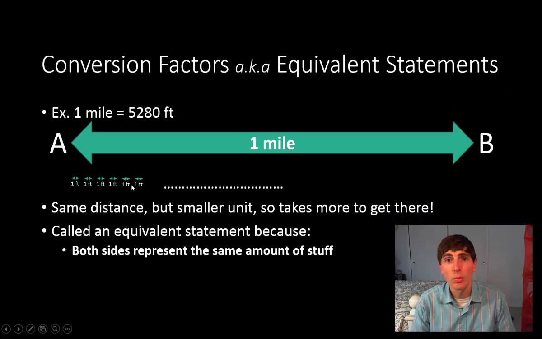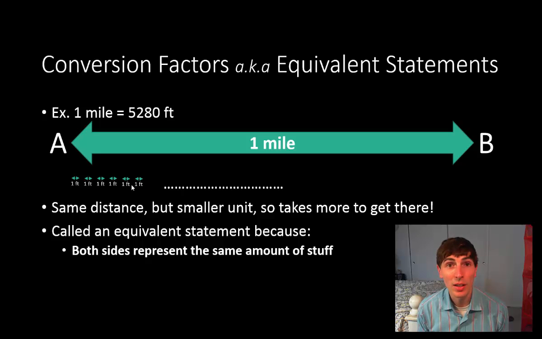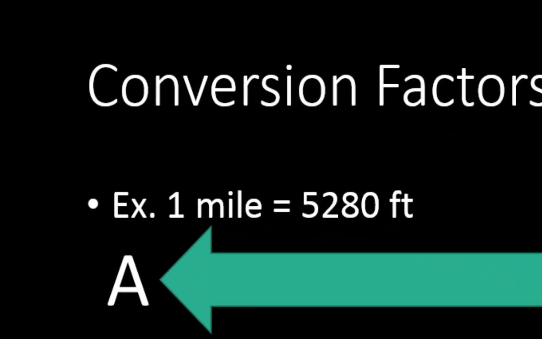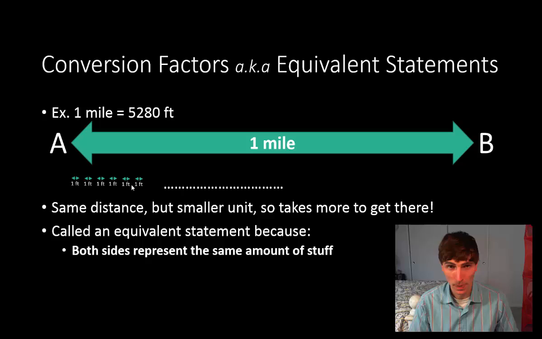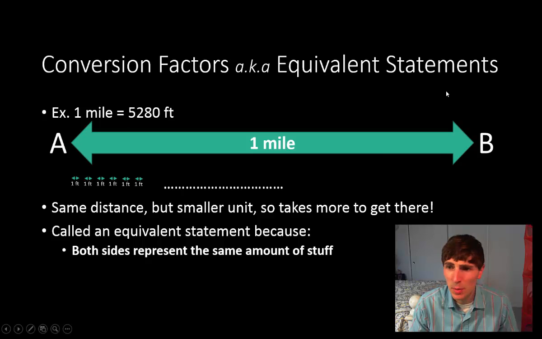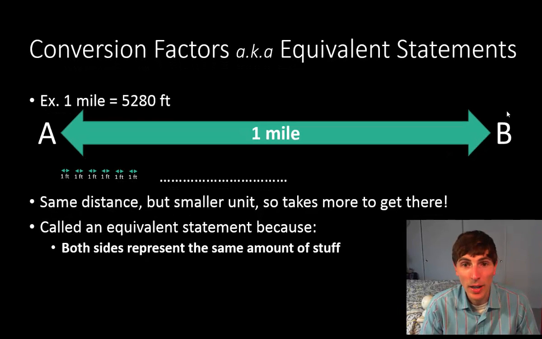So, what are conversion factors? What are equivalent statements? A good example of an equivalent statement is one from your conversion factors sheet. A mile is equal to 5,280 feet. Okay, so these are both units of length. And it turns out that if I take the distance between point A and point B, that's going to be 1 mile. And if I measure it using a mile stick, if we had one, it would take 1 mile.